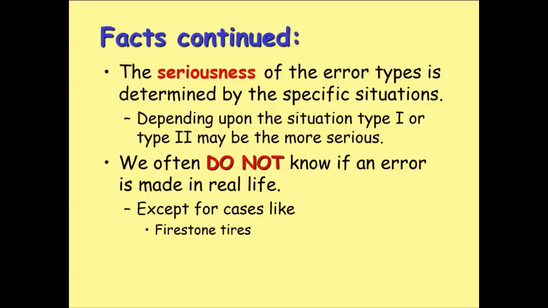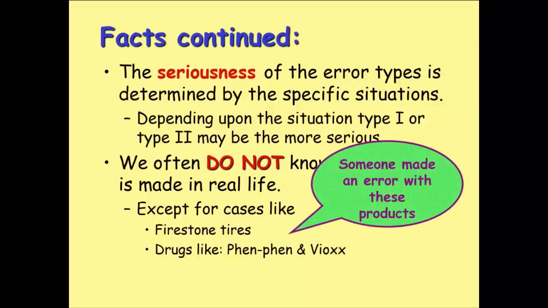So that made the news, and so now we're interested in the quality of tires. Then you've got drugs like Fen-Phen and Vioxx that were designed for weight loss but caused people to have heart attacks. So we're aware of those types of errors when people make those decisions, but those are extreme cases. Usually we don't get to see the types of errors that don't really impact us all the time.